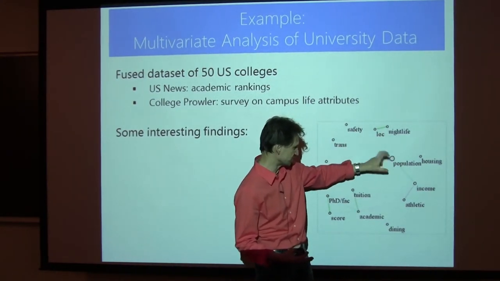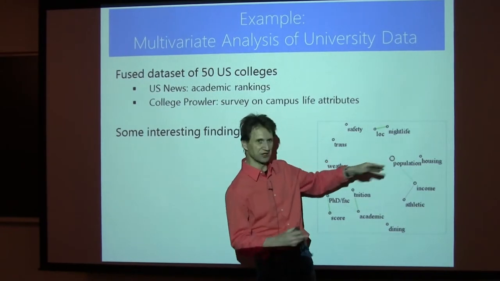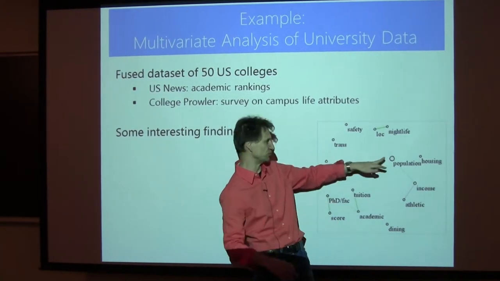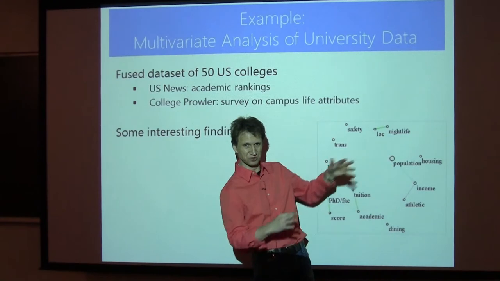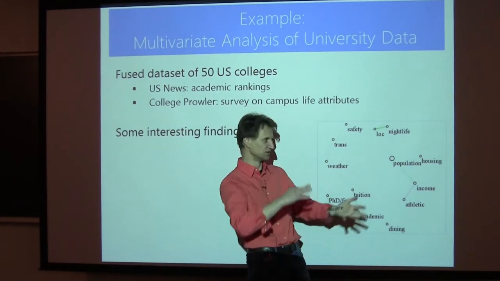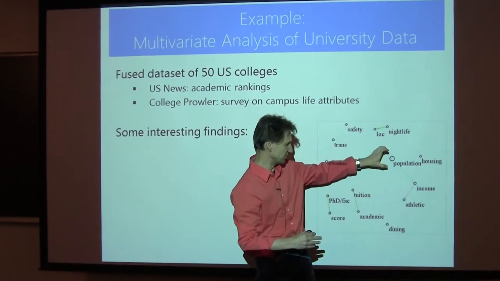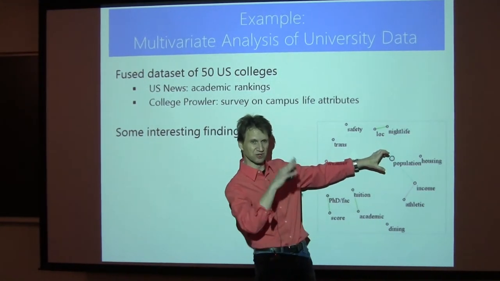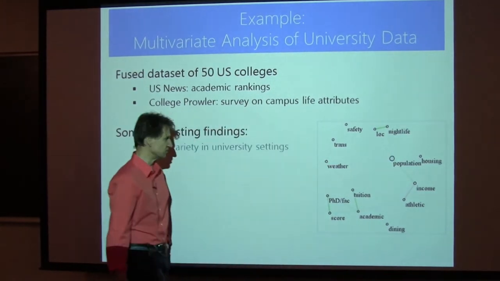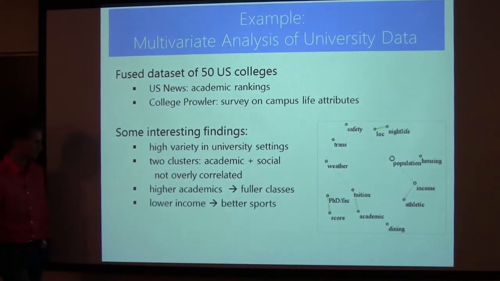What's also nice is that the size of the vertex tells you we sampled a very wide range of populations. So we have a really good general data set, right? We looked at all different types of schools, in small cities, big schools, and big cities, because the bigger the vertex, the more variation there is within the variable. This tells you a lot. It's just a nice tool.